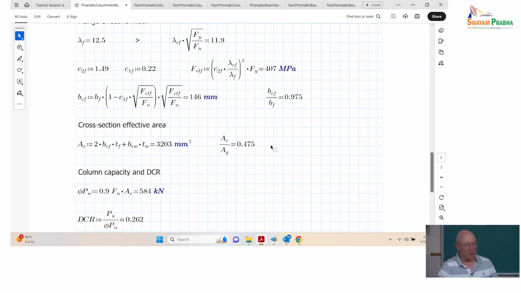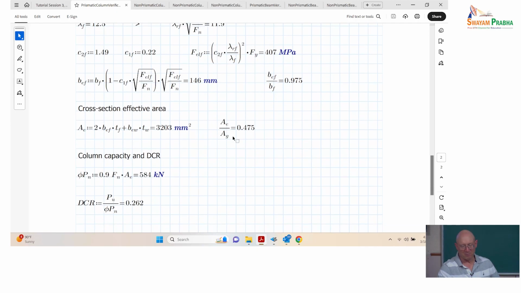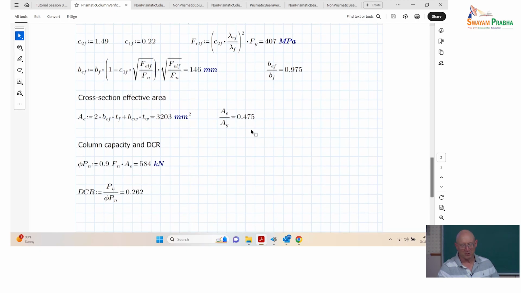So now we just add them all up. We get the total cross-section effective area. And you can see that this section is about as extreme as any I've ever seen. It kind of surprised me, but it's very close to the original design that was in the book by Lee, Ketter, and Hsu. So it's representative. You can certainly get these sorts of dimensions in a metal building frame. But the effective area is less than half of the gross area.